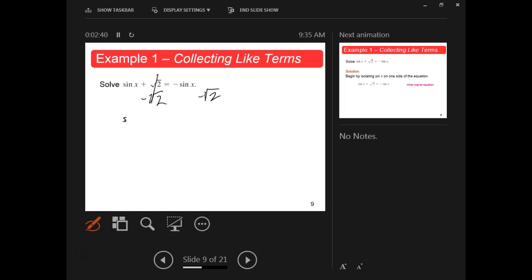Negative sine x minus sine x is equal to negative sine x minus root 2. Okay? Now what? Solve for the function, and then solve for x. You've got to get all your sine x's on one side, just like you had to do with x's, right? You add sine x back. Yes, add sine x to both sides. Okay? Now what do we have? 2 sine x is equal to negative root 2. All right? Now what?